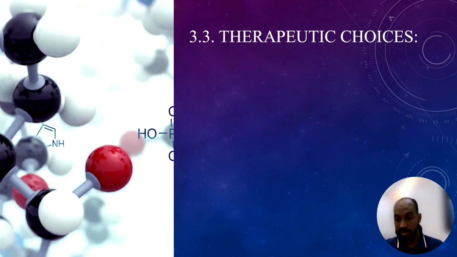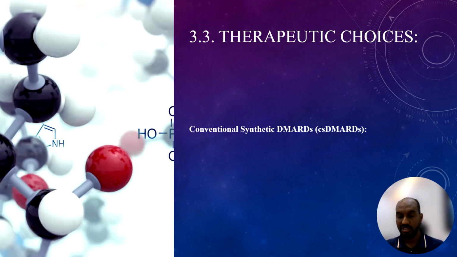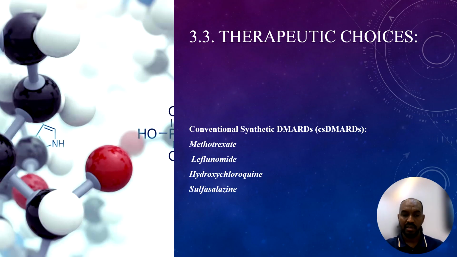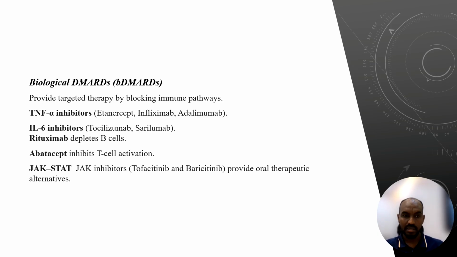Now I'm going to talk about therapeutic choices. We have the conventional disease-modifying anti-rheumatic drugs, such as methotrexate, still used as first line. We have leflunomide, hydroxychloroquine, and sulfasalazine. The biological DMARDs include etanercept, infliximab, adalimumab, tocilizumab, sarilumab, and rituximab, in addition to abatacept. JAK inhibitors, such as tofacitinib and baricitinib, provide oral therapeutic alternatives for patients.